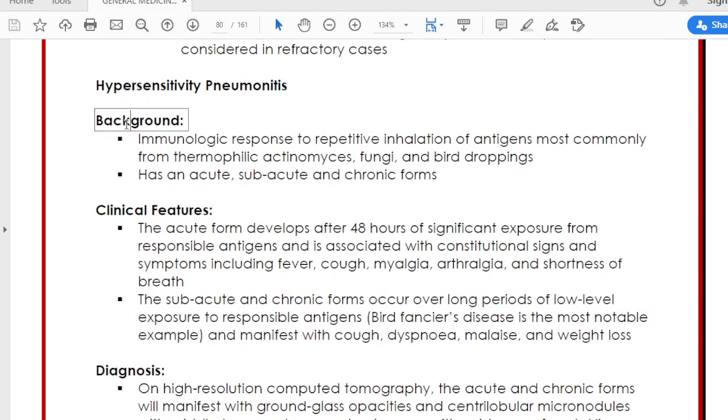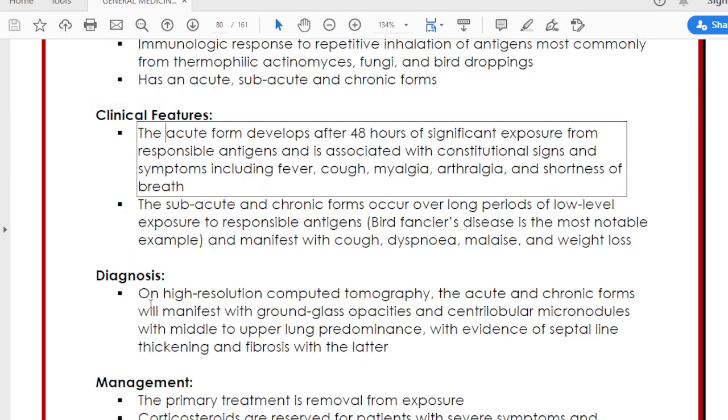Hypersensitivity pneumonitis. Background: immunologic response to repetitive inhalation of antigens, most commonly from thermophilic actinomyces, fungi, and bird droppings. Has acute, subacute, and chronic forms. Clinical features: the acute form develops after 48 hours of significant exposure to responsible antigens and is associated with constitutional signs and symptoms including fever, cough, myalgia, arthralgia, and shortness of breath.